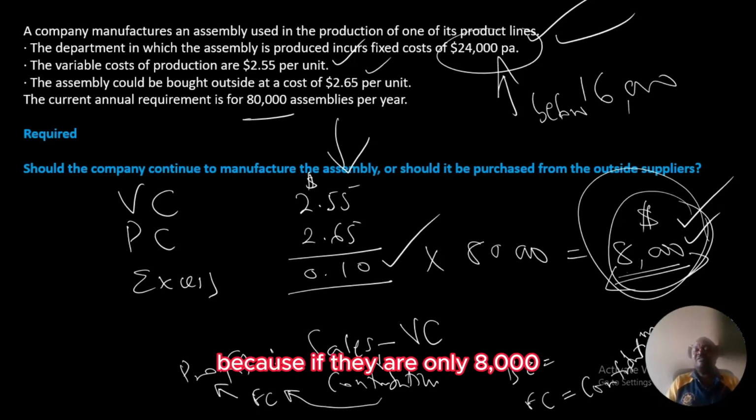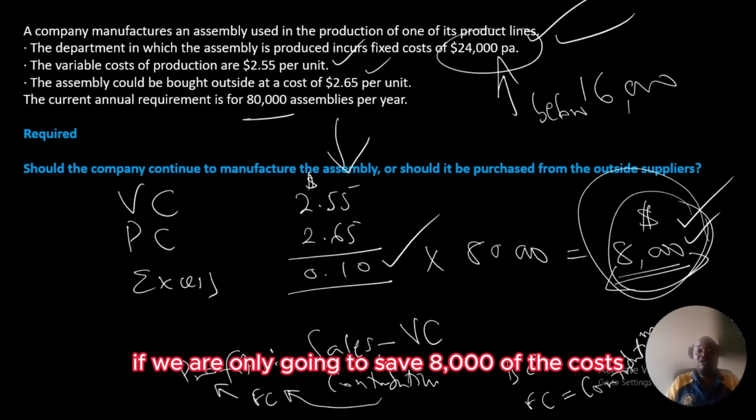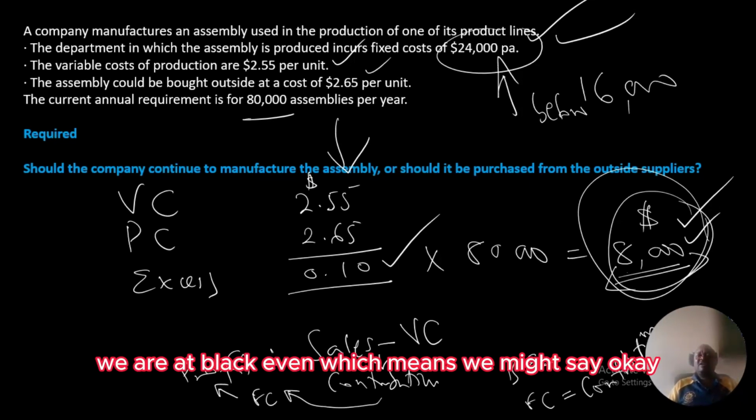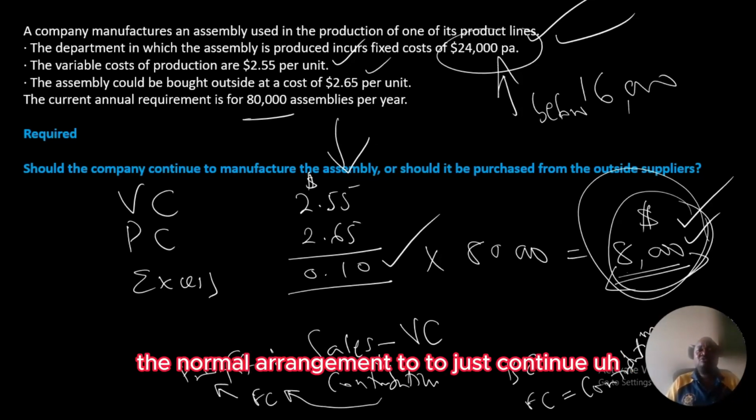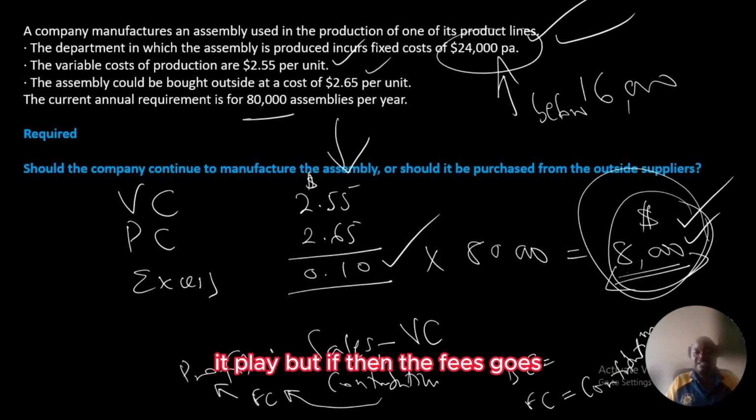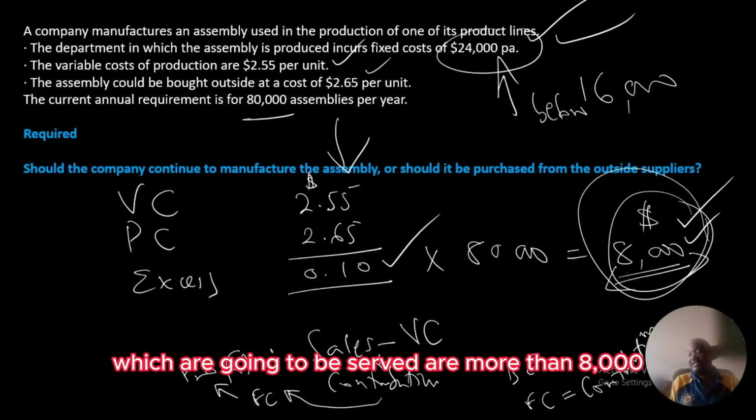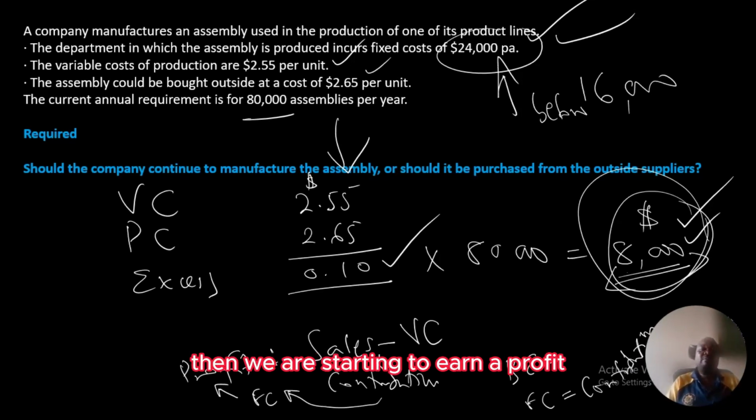Okay, why? Because if we are only going to save 8,000 of the costs, then we are at break even, which means we might say we can continue to have the normal arrangement. But if the fixed costs which are going to be saved are more than 8,000, then we are starting to earn a profit from purchasing outside.